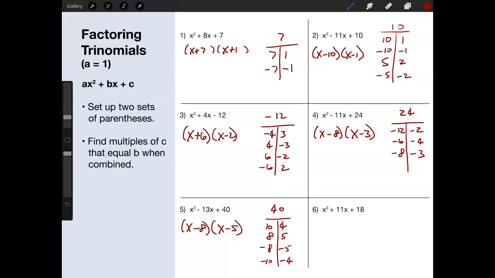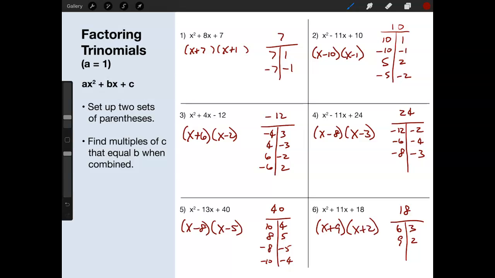And for number 6, we have x squared plus 11x plus 18. So we need multiples of 18 that when combined equal 11. Our choices would be 6 and 3, 9 and 2. The solution here would be positive 9 and positive 2. So our parentheses will look like this, x plus 9 multiplied by x plus 2.